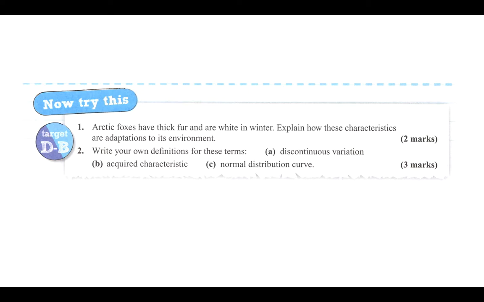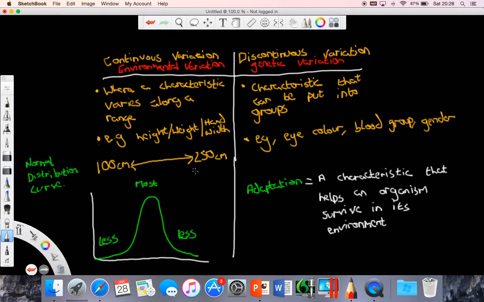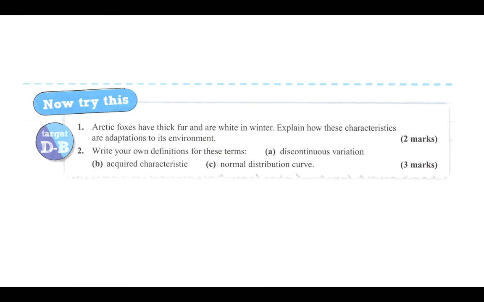Finally, a normal distribution curve is a graph of continuous variation that shows a typical bell shape with measurements within the range being more common than measurements nearer the extremes. So this would be this here. Okay, we've got the most common in the middle. We've got a lot of organisms in the middle that are found and are the most common. And then at both extremes, near the lower end and the higher end, we've got less and less organisms.